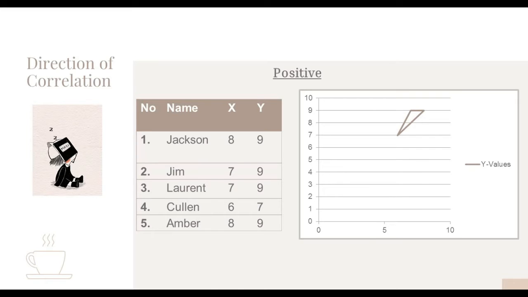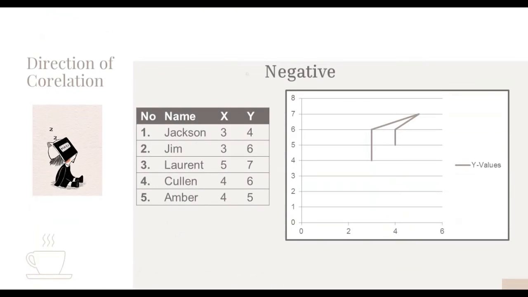And we could see in the diagram that it showed the positive correlation between student grammatical mastering and English speaking ability in pronunciation. Next, the negative one. From the table, we know that Jackson had student grammatical mastering 3 and English speaking ability in pronunciation 4. Jim had student grammatical mastering 3 and English speaking ability in pronunciation 6.